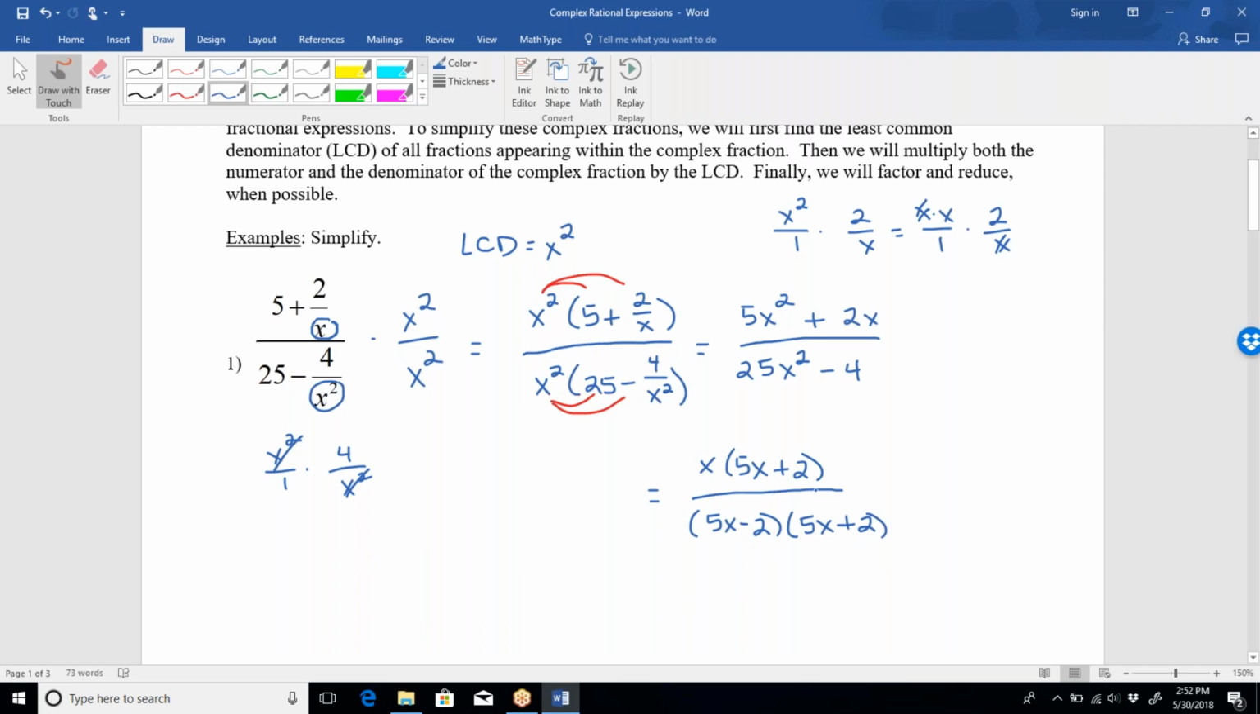And then I see that I do have a common factor of 5x plus 2 in the numerator and the denominator. So I'm going to cancel that.